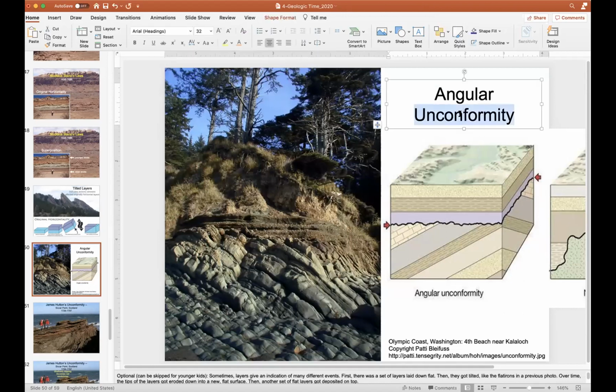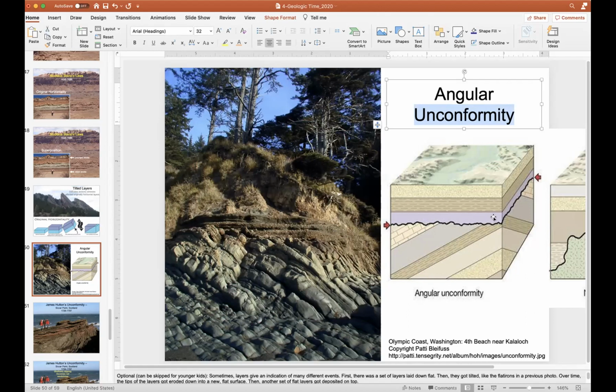Unconformities in general, this one happens to be an angular unconformity, but we'll get to that. Unconformities are a missing period of time. Whatever they look like, an unconformity means there were rocks laid down or pre-existing, erosion happened, or sediment wasn't deposited, or both. And so there's a missing period of time, and then another unit was deposited on top.